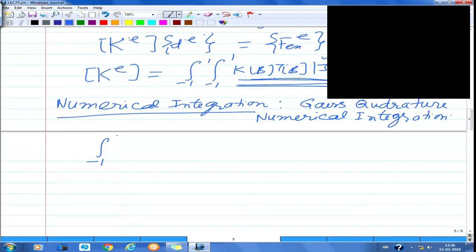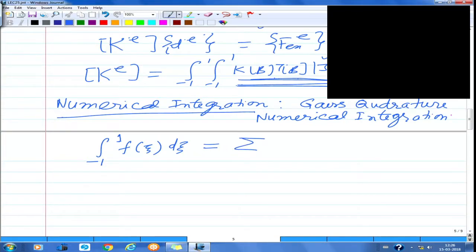Obviously all these integrations are from -1 to +1. So we have a scalar function which is a function of xi, with d xi. Let us say we want to evaluate this integral. Numerical integration means, if you recall your basic calculus when you learned differentiation and integration, that time you were taught that integration is the limiting case of summation. So again we are going back. Rather than this continuous integration, we want to do it as a discrete one. So we want to represent it as a summation.